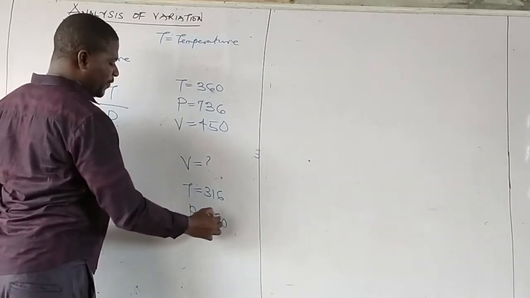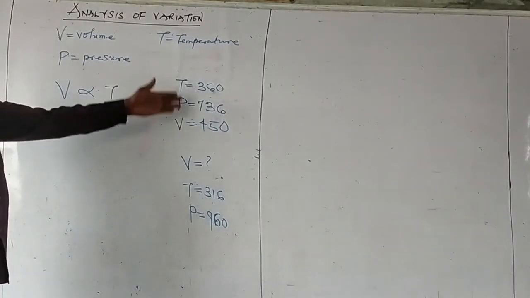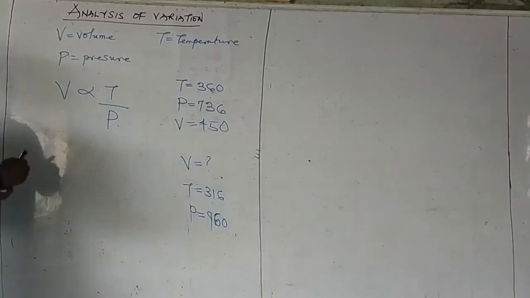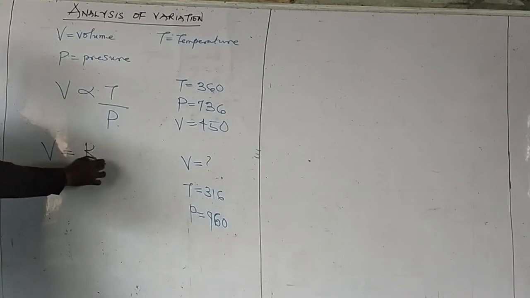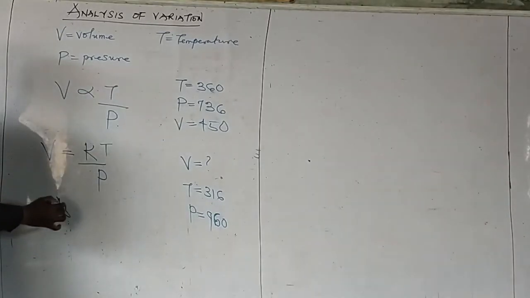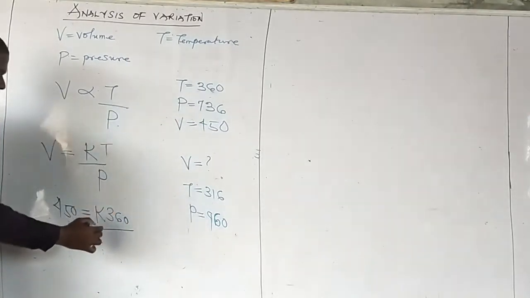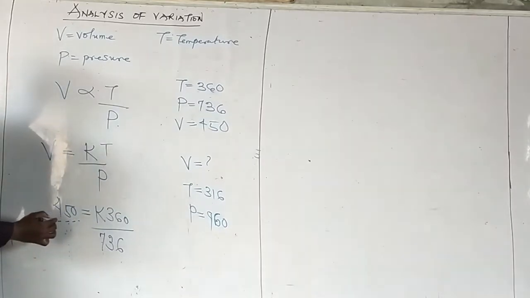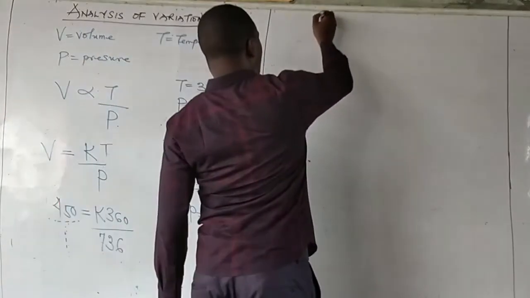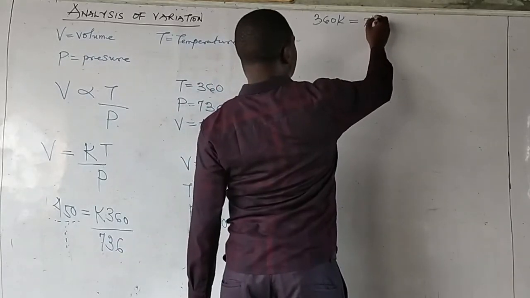So you can see that it's not different from what we did. It's the same. You just want to know that V is volume. You just use letters. You know this is joint variation. V equals KT over P. So my V, what's V? 450. 450 equals K, what's T? 360. What's P? 736. If I do this one by one, 360K equals 450 times 736.